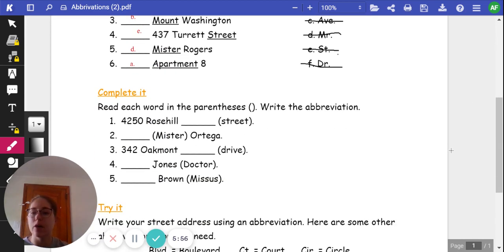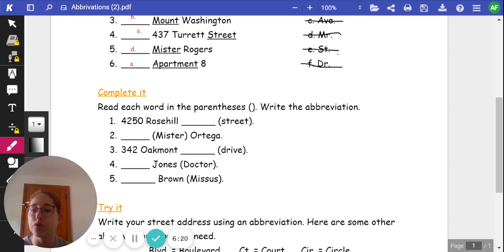All right, we're going to go down. Go ahead, number 1 through 5. We're going to practice writing our abbreviations. We will do number 1 together, and then I'm going to have you do 2, 3, 4, and 5 on your own, and we will check them. So what we are doing is writing each word that's in the parentheses. At the end of the sentence, we're going to write the abbreviation for it.